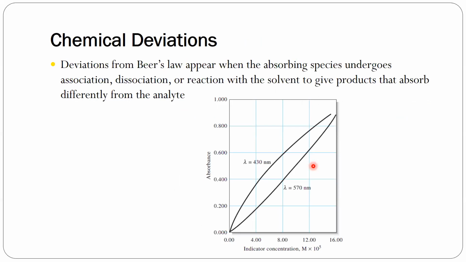Another type of change or deviation is chemical in nature. So kapag yung absorbing species mo dun sa sample ay nag-undergo ng association, dissociation, or reaction, in other words, nag-i-interact yung mga species sa mixture or sa sample mo, then that might result to your Beer's plot na hindi linear. Ibig sabihin, nagkakaroon ng deviation or limitation.